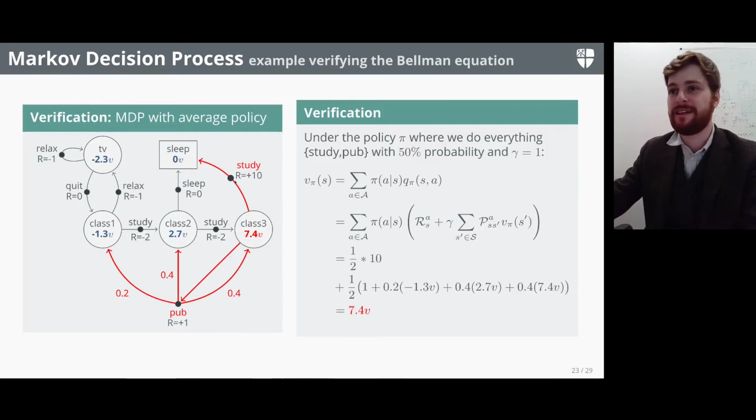So it's not lazy, it's not hardworking, it's just a bit random. Okay, so that's our policy. And what we want is, under that policy, what is the value? How do we compute this 7.4 value here? And I'm just going to show it by verification.